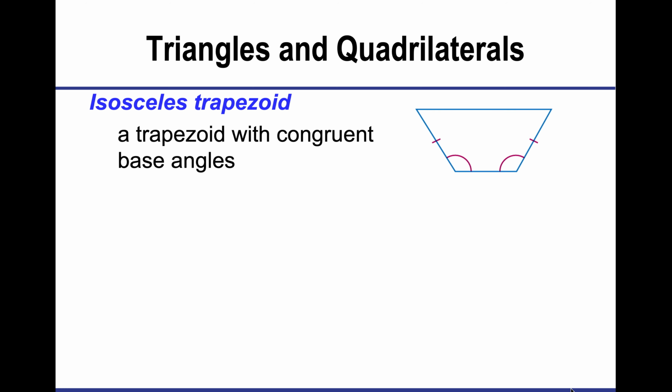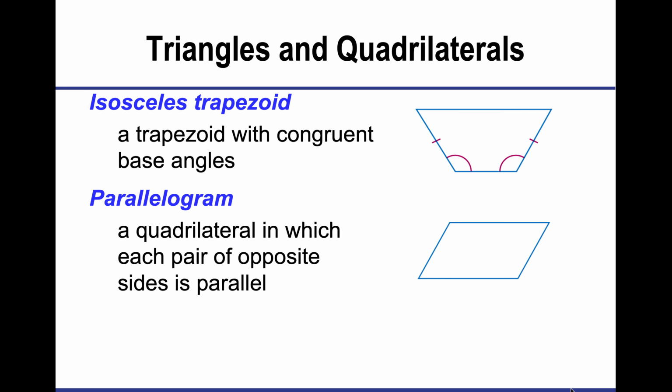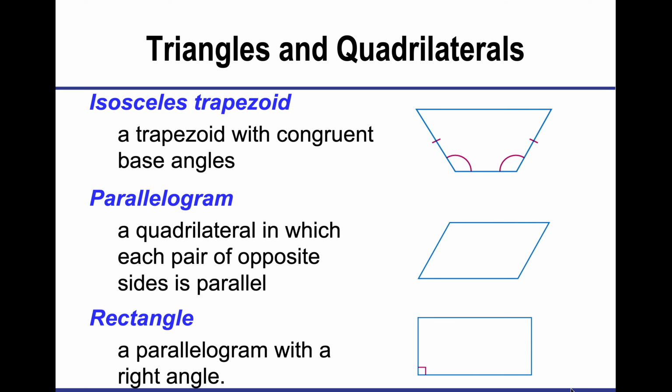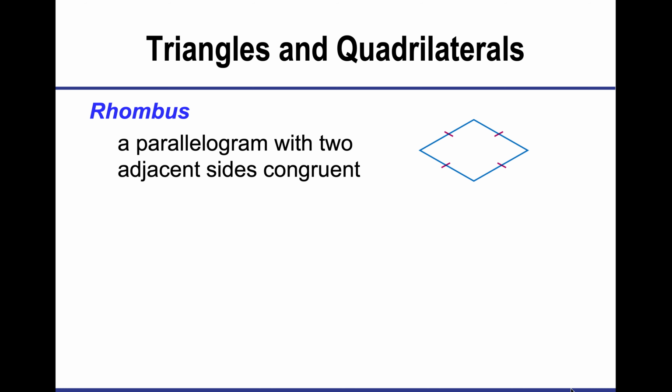An isosceles trapezoid is a special trapezoid that has two parallel lines, but also the two sides are congruent. And that means the two base angles are also congruent. A parallelogram is a quadrilateral where we have two pairs of parallel sides. A rectangle is a parallelogram that has a right angle in it. So we have two pairs of parallel sides, one of which has a right angle.